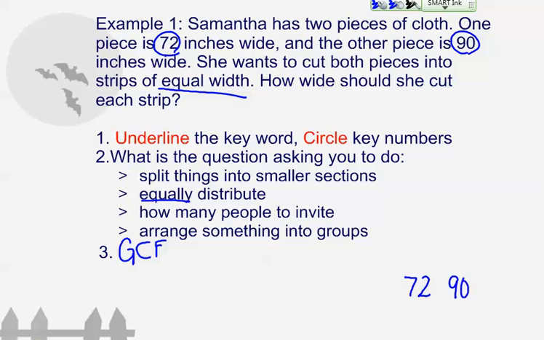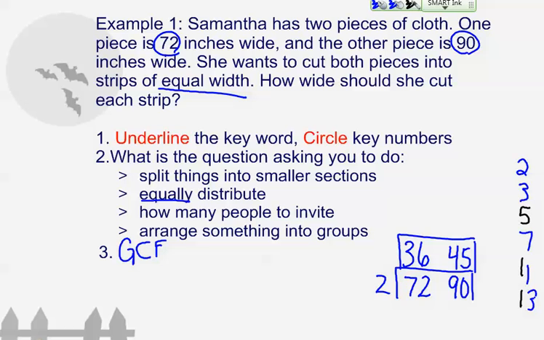So we do our lovely birthday cake. We try the number 2. Remember, the numbers we use are 2, 3, 5, 7, and 11. And I always just like to write those off to the side so I don't forget. So 2 goes into 72 36 times. 2 goes into 90 45 times.